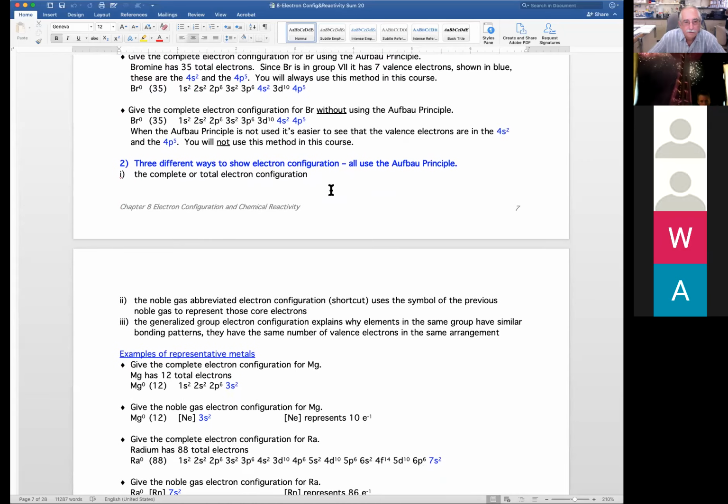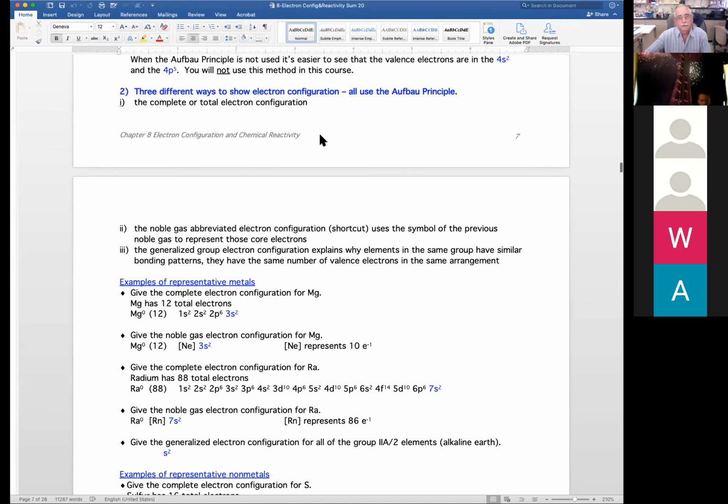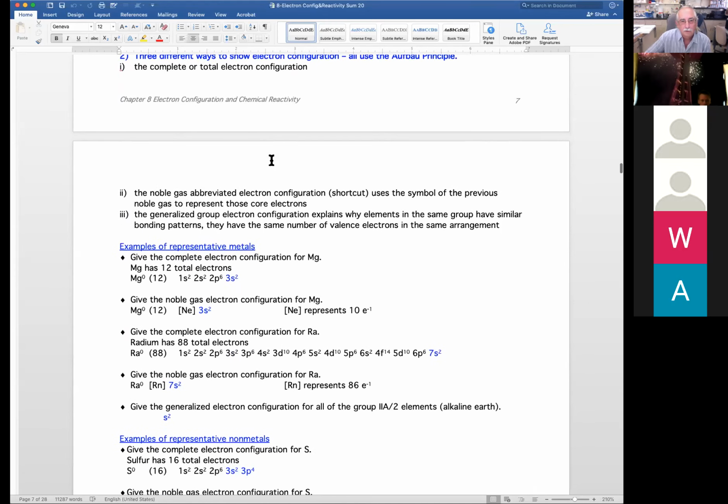So then another point. We have 3 different ways to show the electron configuration. We're all going to use the Aufbau principle all the time. So we have the complete or total electron configuration. We have the noble gas shorthand method. And we have the generalized group electron configuration for all the valence electrons in that group.